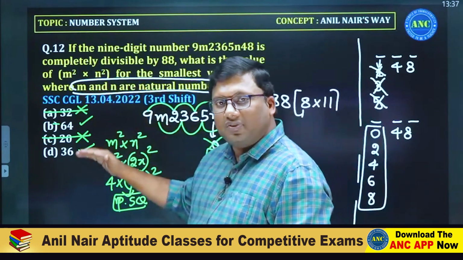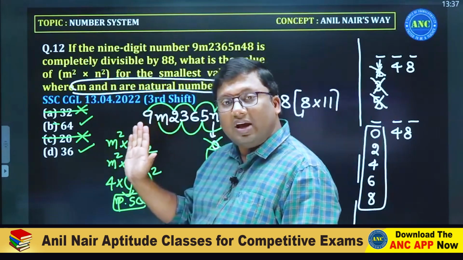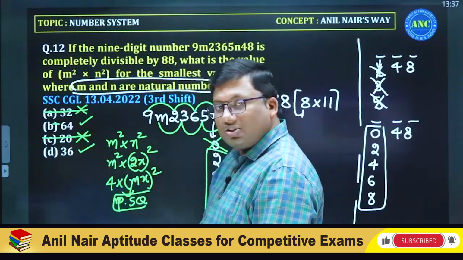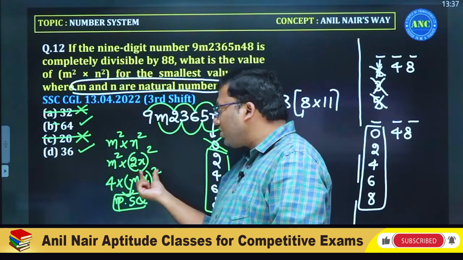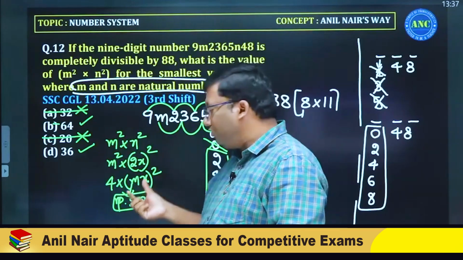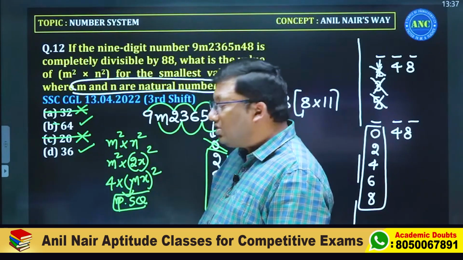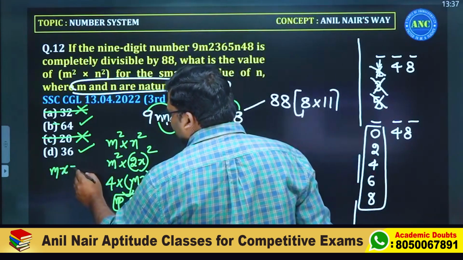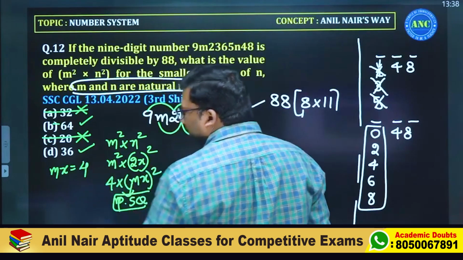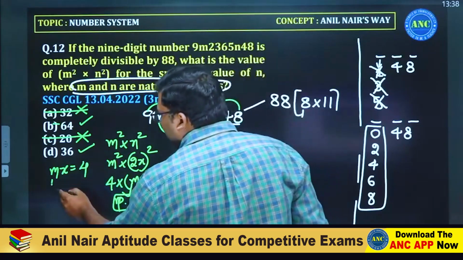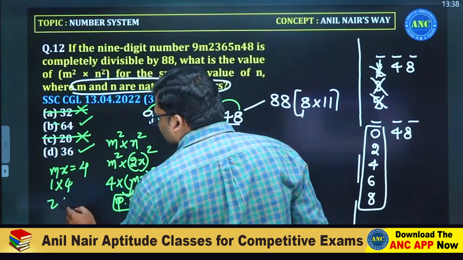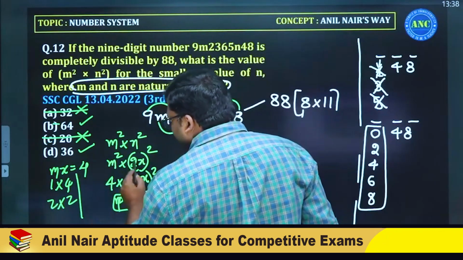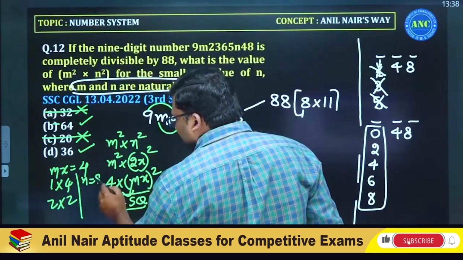Anyway, two options we eliminated. You can go from the answer to question or question to answer. If it is 64, 4 into mx whole square is 64. mx whole square is 16. If mx whole square is 16, mx will be 4. If mx is 4, this will be 1 into 4 or 2 into 2. If m is 1, x is 4, that means n will be 8.